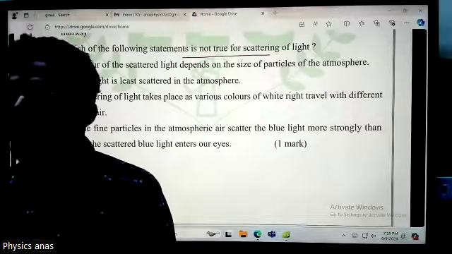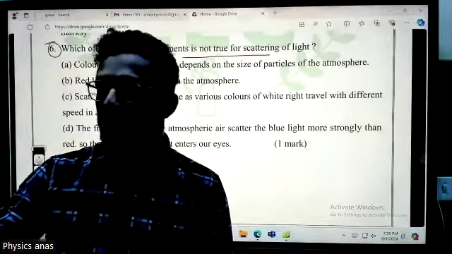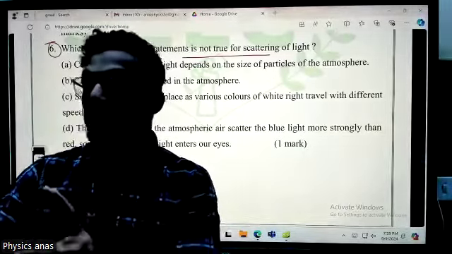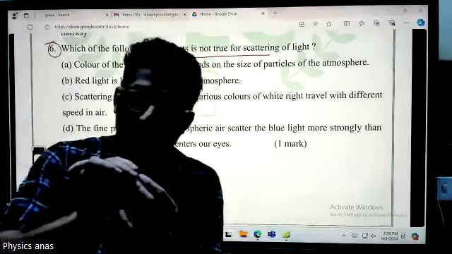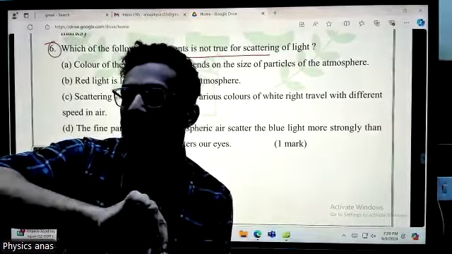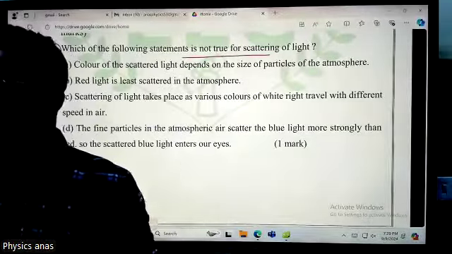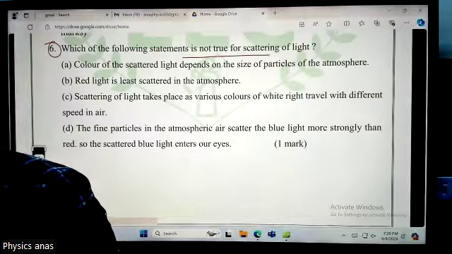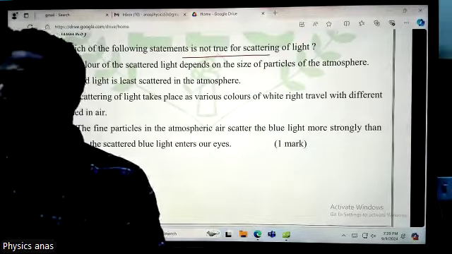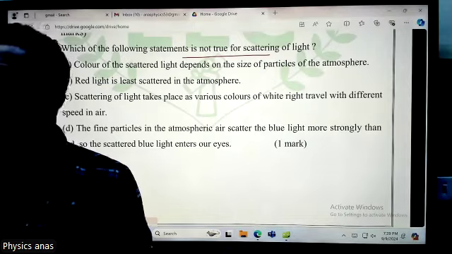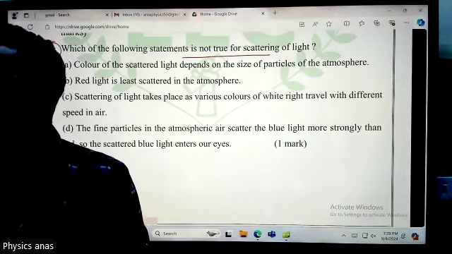Not the scattering. You cannot say it like that. If the size of the particle is small, then shorter wavelengths are scattered. So if wavelength is more, scattering is less. If the wavelength is high, scattering is less. Red has greater wavelength. Scattering is less for red.